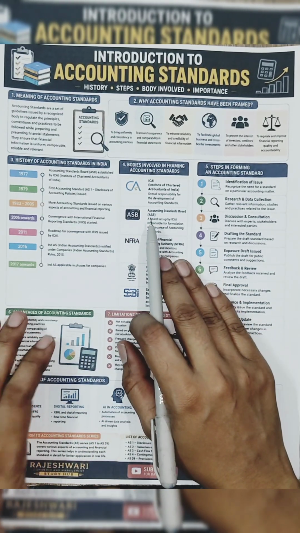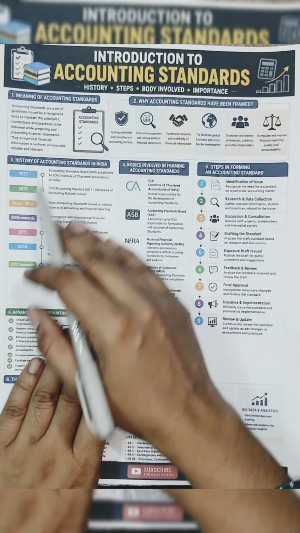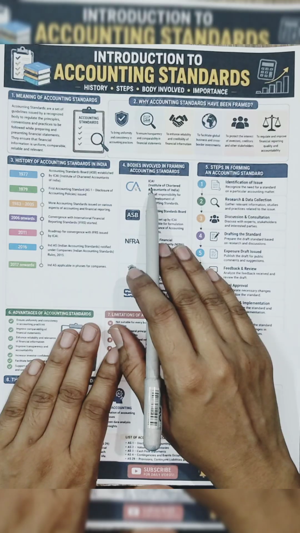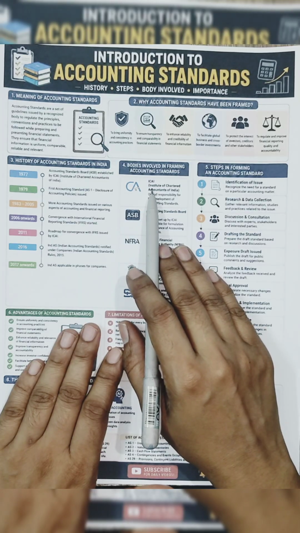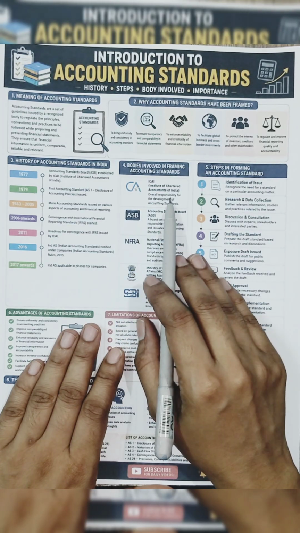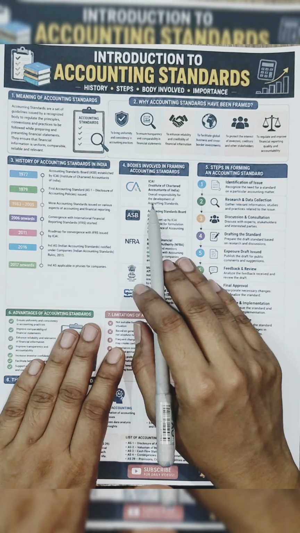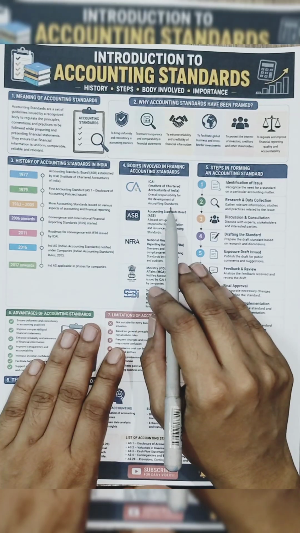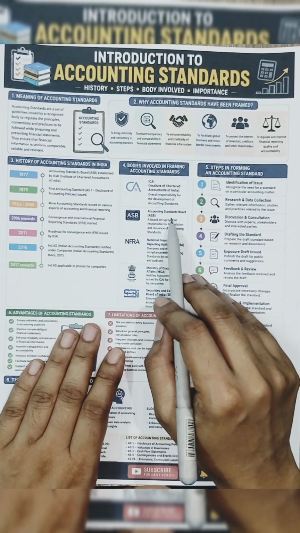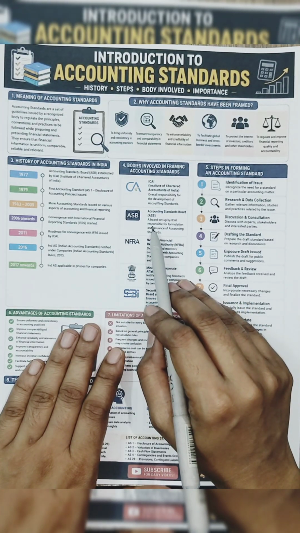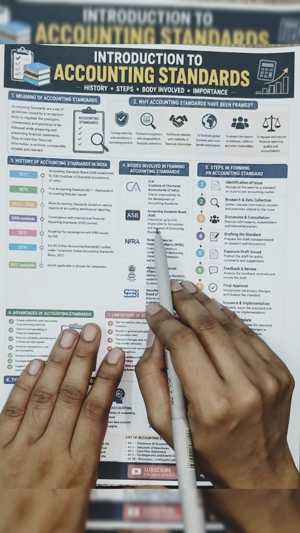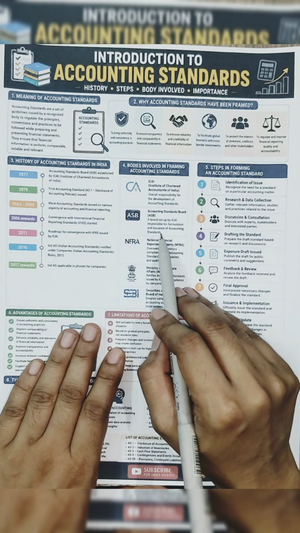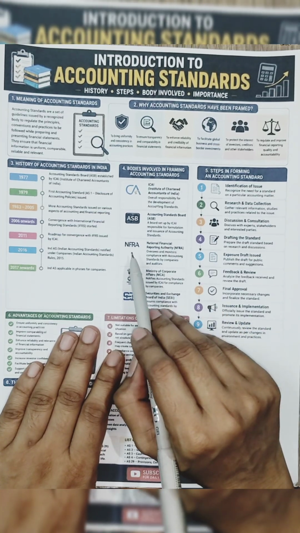Who are the regulatory bodies doing all this work? CA, Chartered Accountants, that is the ICAI, Institute of Chartered Accountants of India. They are overall responsible for the development of accounting standards. ASB, the Accounting Standards Board, is a board set up by the ICAI, responsible for the formulation and issuance of the accounting standards.